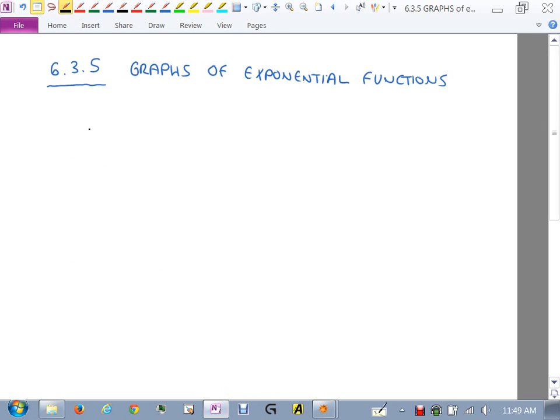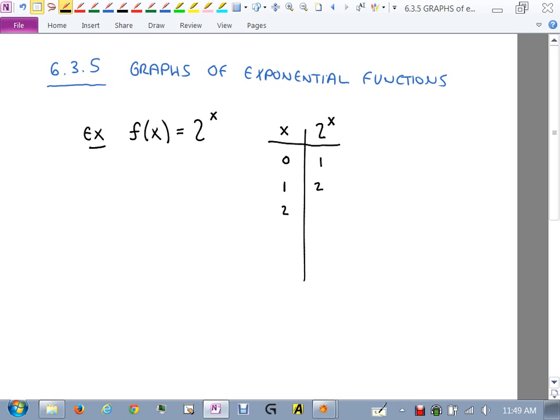So as an example, let's look at 2 to the x again. It's a specific example of an exponential function. When we made our t-table, we would say x is here and 2 to the x is here. We had plugged in 0, 1. 1 gave us 2. 2 gave us 4. 3 gave us 8. 4 gave us 16. Agreed?